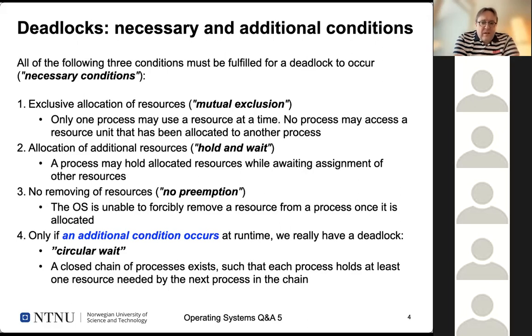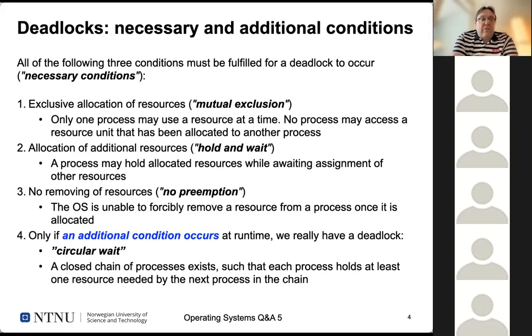The second condition that has to occur for deadlocks is the allocation of additional resources. Whenever we have one resource and we have allocated it, we try to allocate another one subsequently. So this is hold and wait. This means we're not allocating all the resources we need at the same time, but we're doing it in steps. And in between these steps, a process switch or thread switch to another process or thread can take place.